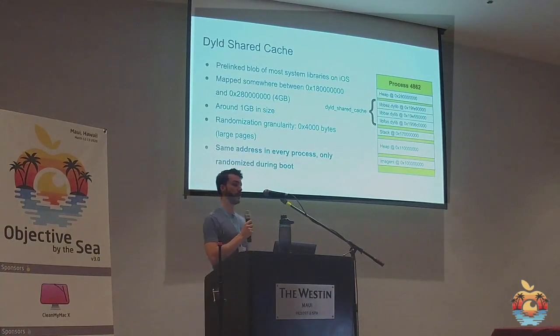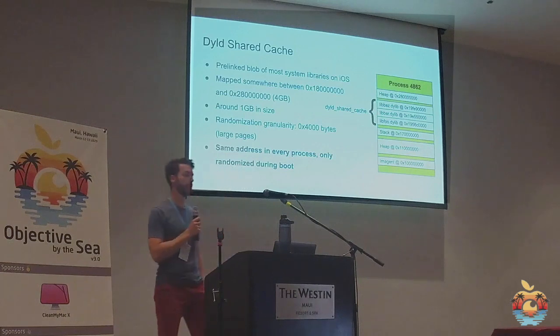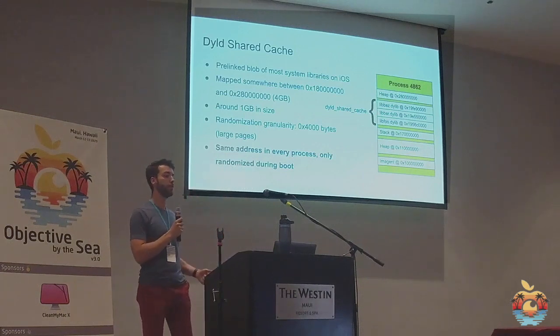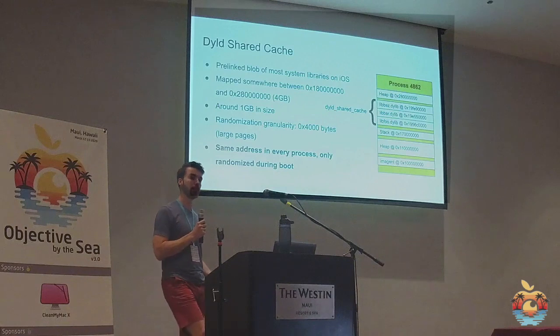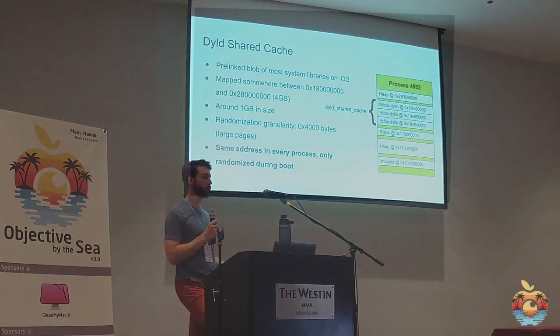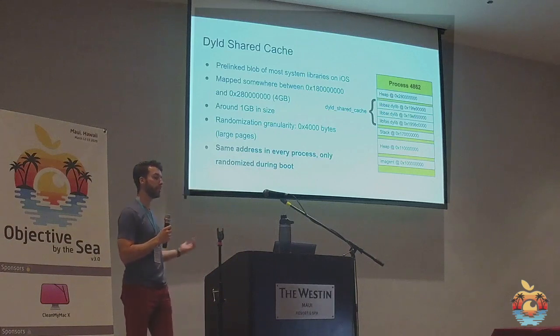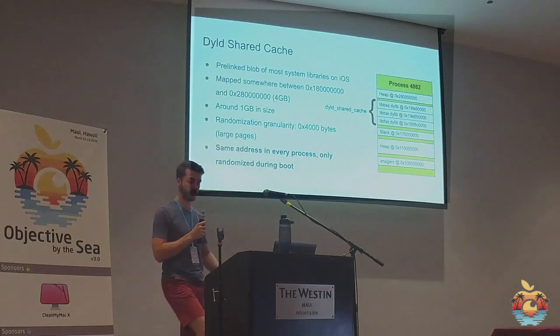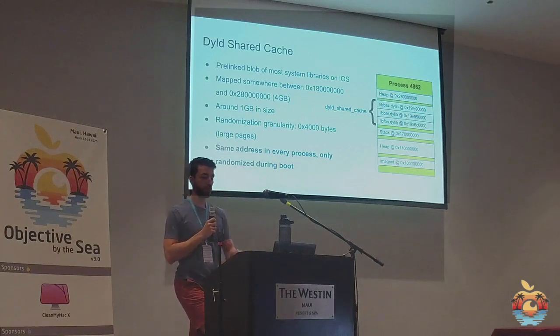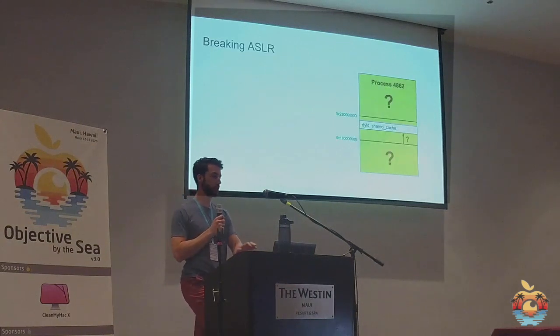But what's most interesting is it's actually mapped at the same address in every process on the same device. So randomization is per boot and not per process, which means that if we know where the thing is mapped in one process, we know where it's mapped in all the others on the same device. So this will be really important.